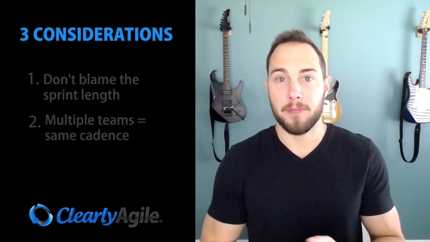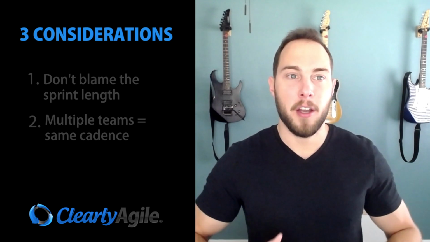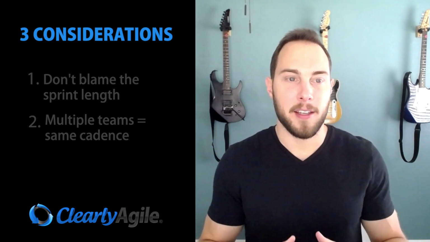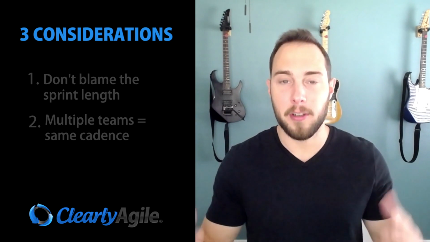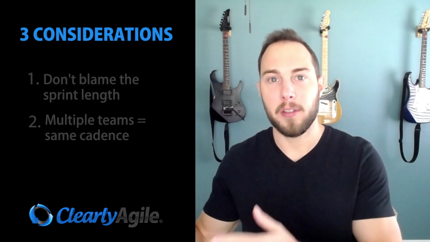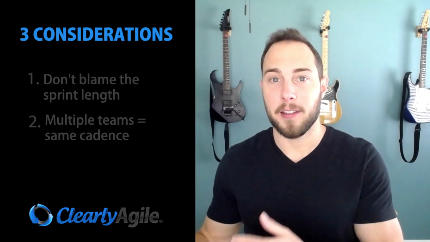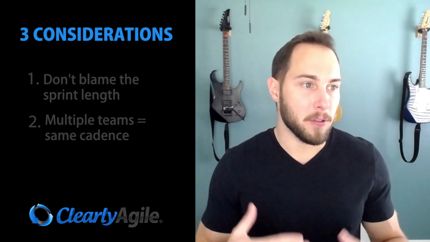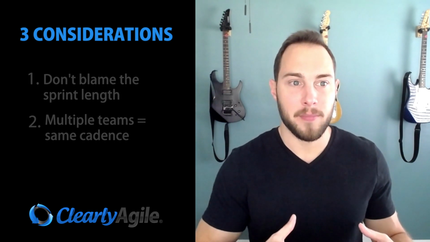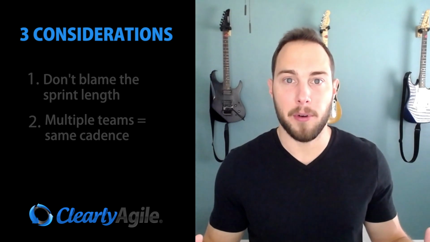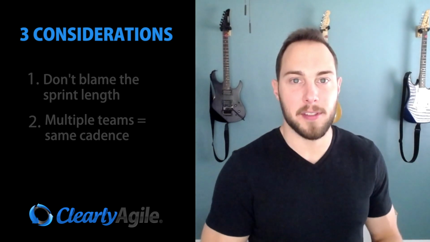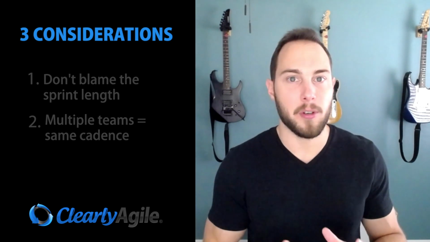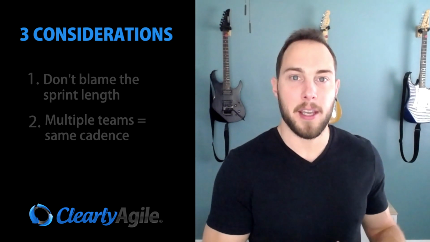Number 2, if you're working in a scaled environment, you want to use the same sprint length as the other teams on that project. So let's say you join a project, it's already in a scaled environment, they have other teams that are already sprinting. Just choose the sprint length that they're already using. If you're starting a project and it's brand new and it's going to be a scaled project with multiple teams, then you want to make sure everybody also, again, chooses the same sprint length. It's so much easier to work together if everyone is in the same cadence.